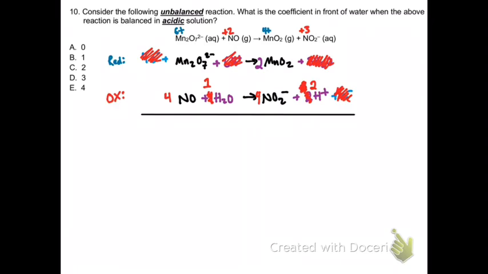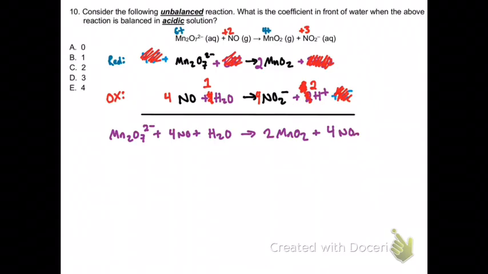So we'll get our overall balanced reaction, which is going to be Mn2O7 2 minus plus 4 nitric oxides plus 1 H2O yields 2 MnO2s plus 4 NO2 minuses plus 2 H pluses.